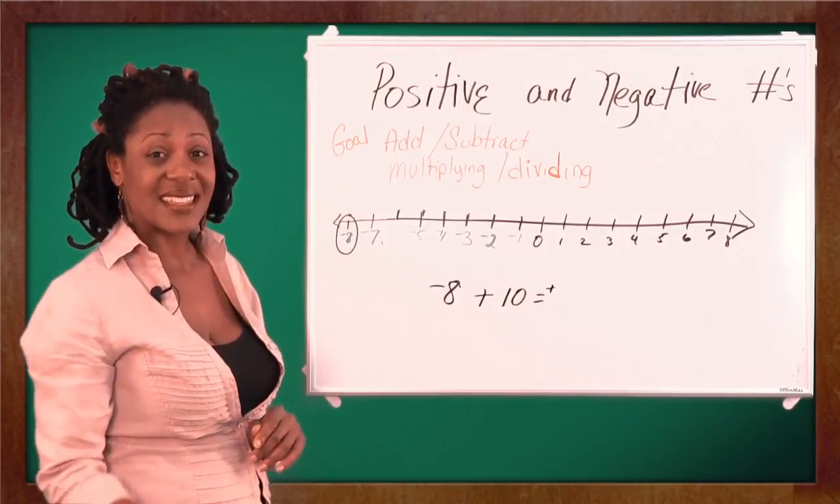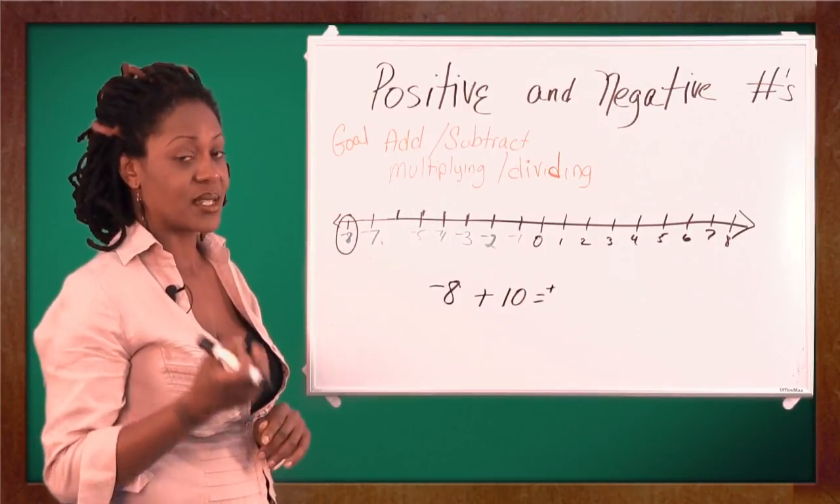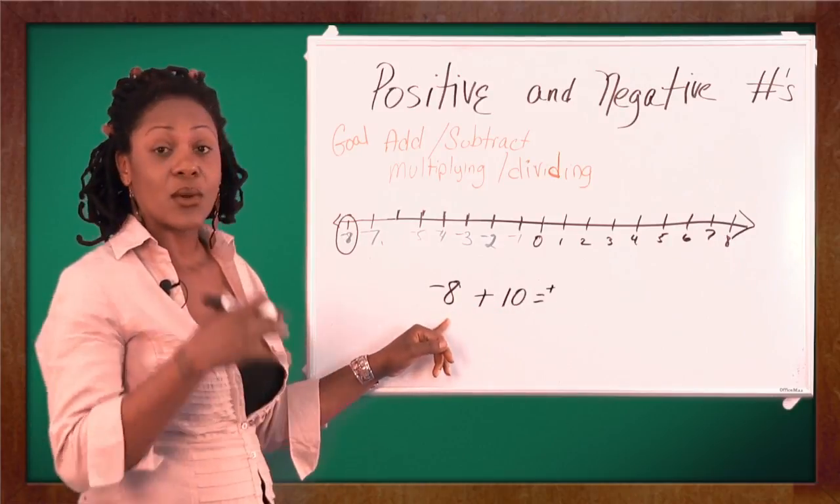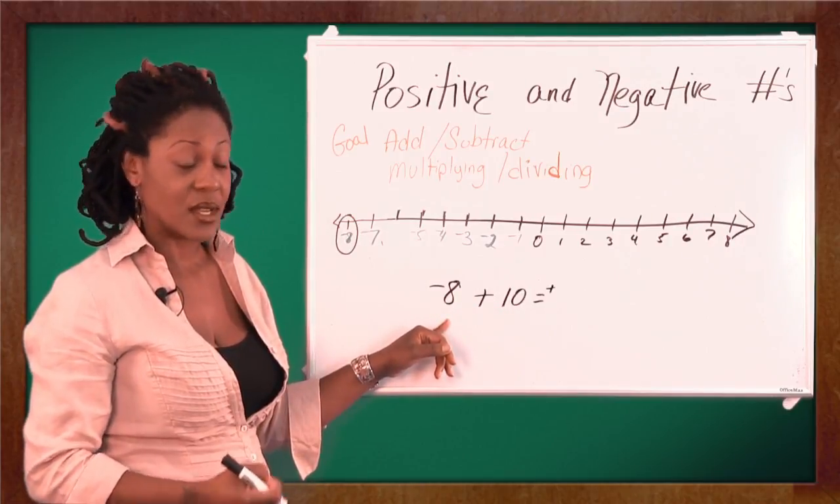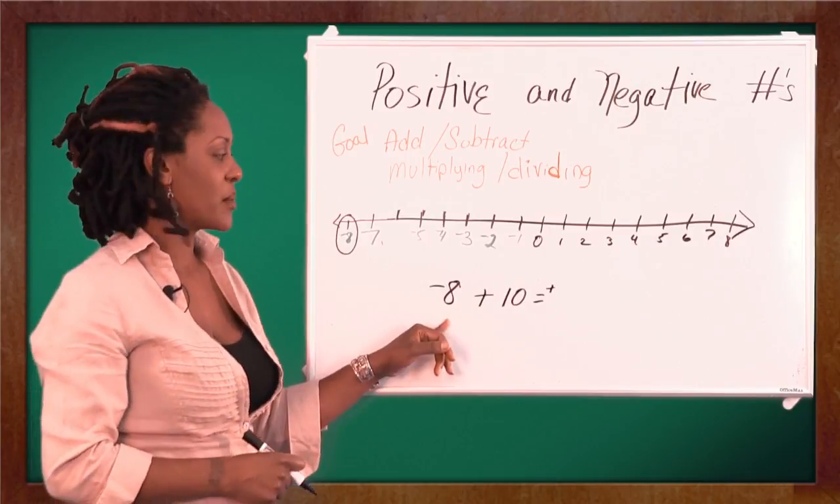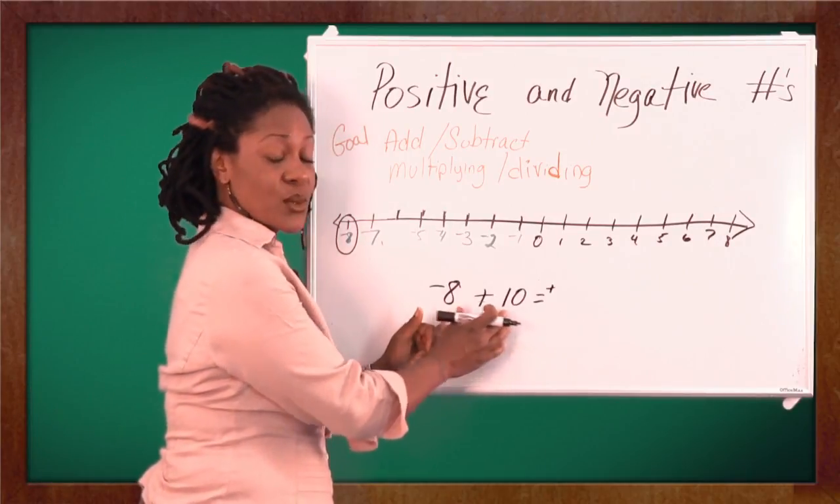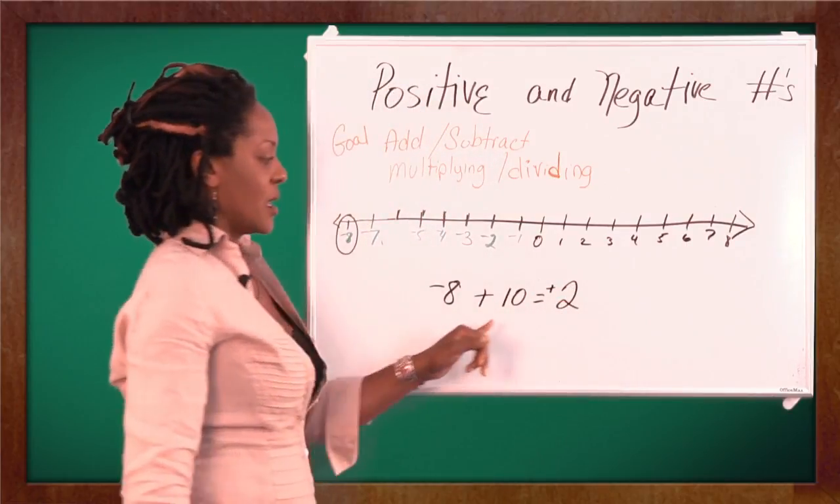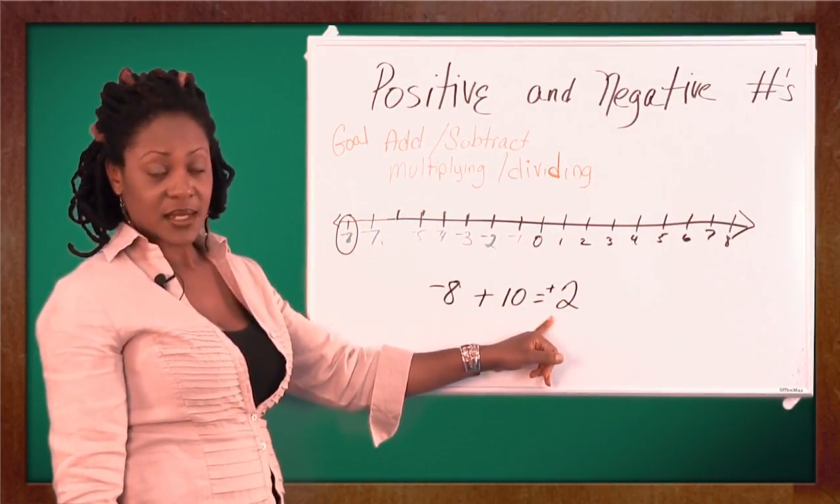So again, we take the difference between the two numbers. The difference means we're subtracting. 10 minus 8, or the greater number minus the smaller number. And our answer, the difference between these two numbers is 2. And here we are, positive 2.